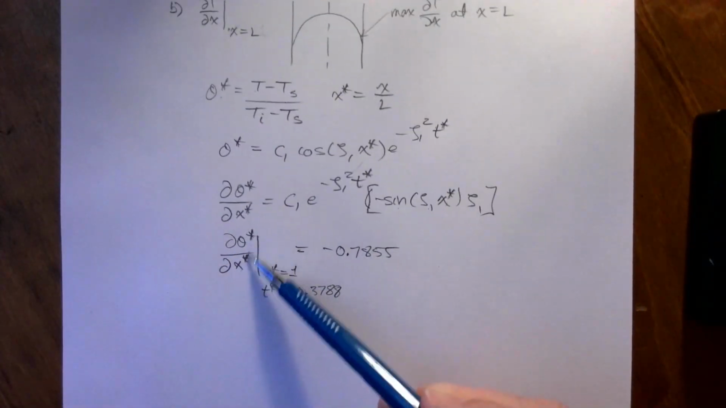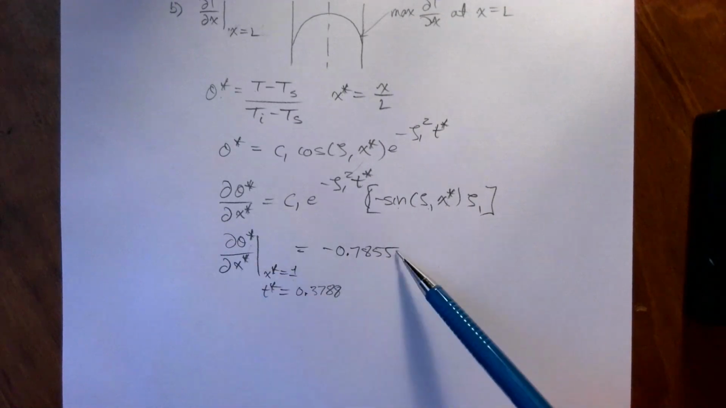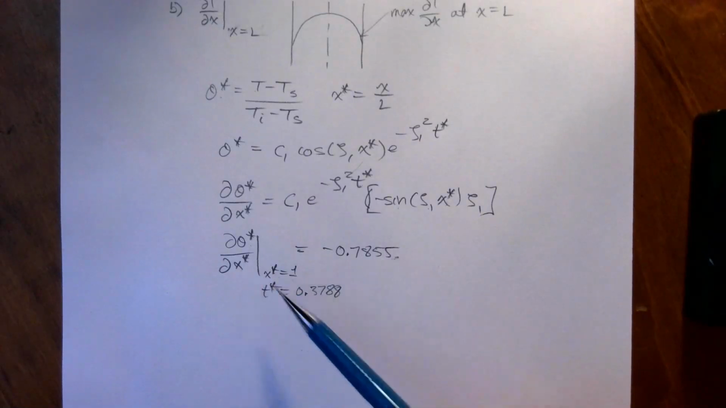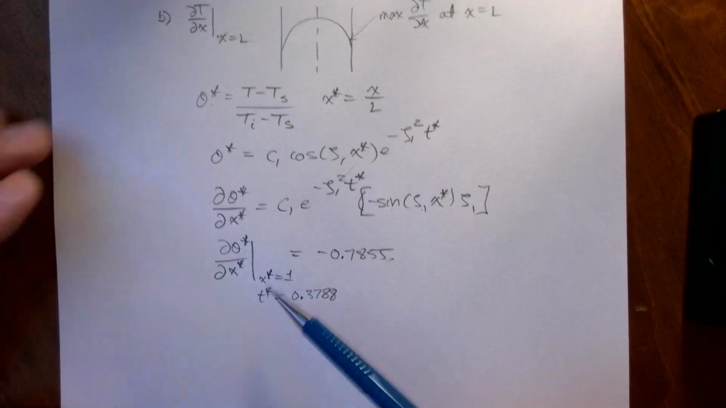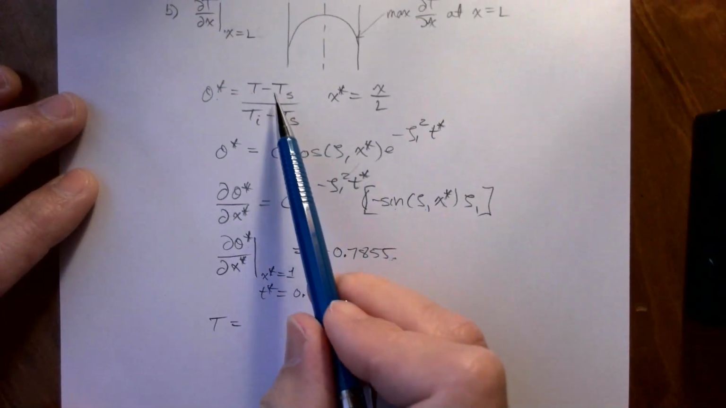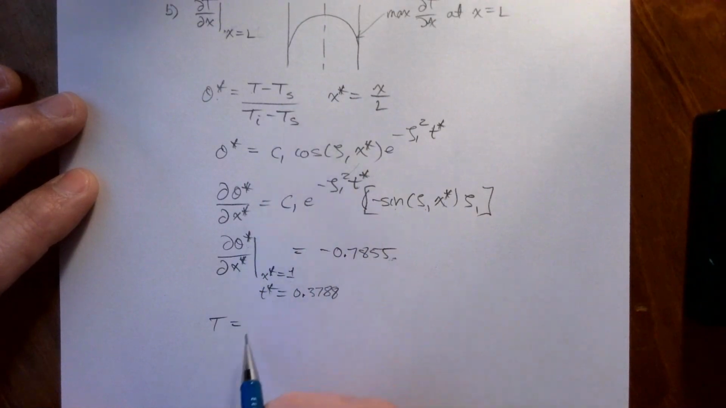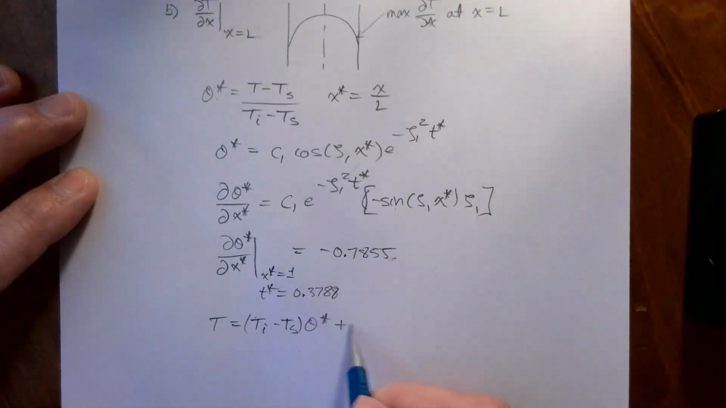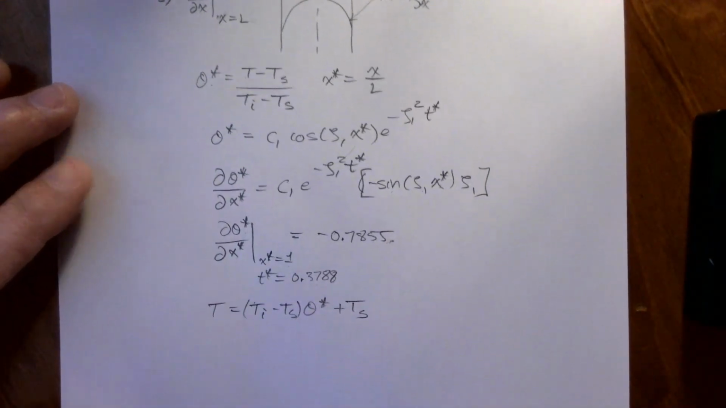These are dimensionless quantities over here, the stars, and so this has no units associated with it. This is dimensionless. So the question is now, finally, how do I make the connection back to the temperature? The temperature, let's use this equation up here, solve for the temperature, is equal to Ti minus Ts times theta star plus Ts.